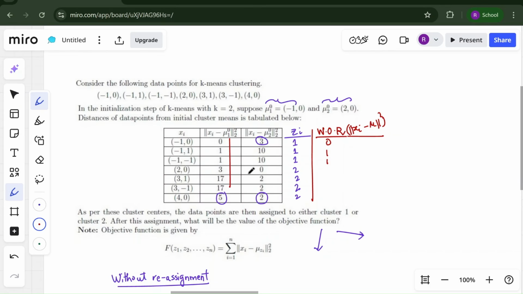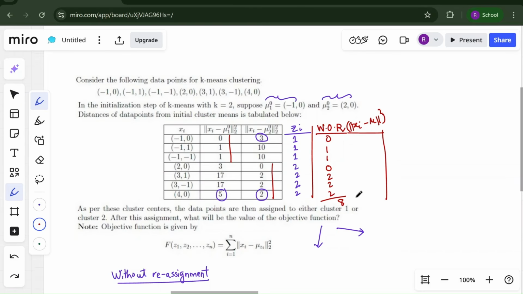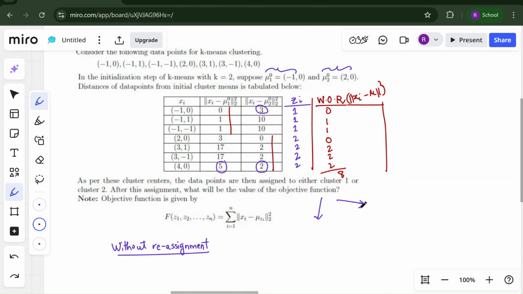Exactly. But not all of them. You only have to take the first three. And here you have to take these. So, yeah, correct. So 1, 0, 1, 1 and then again 0 and then 2 and then 2 and then 2, right? So it's 8, right? And if you do the reassignment, then it will be different, okay? So the answer is 8, okay?